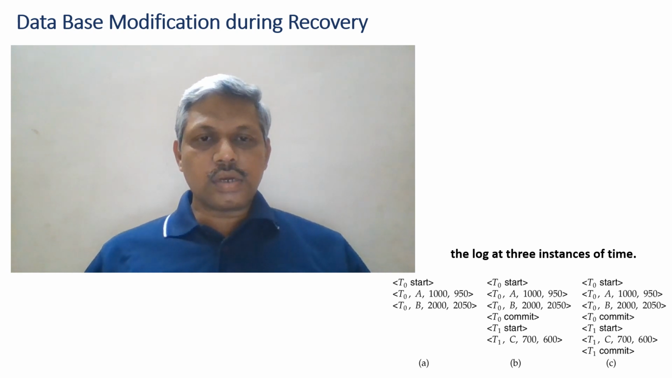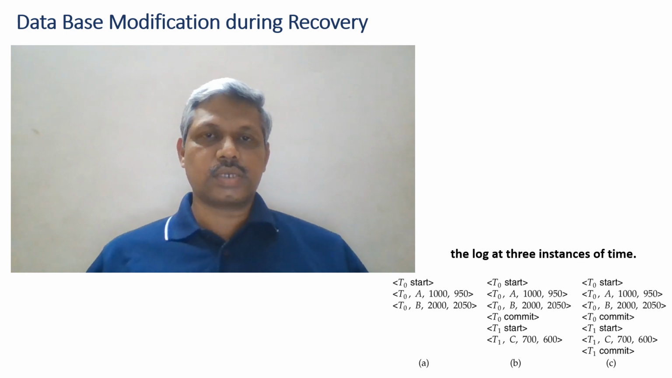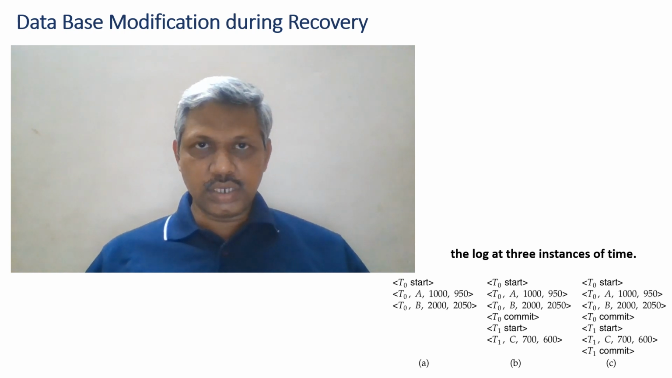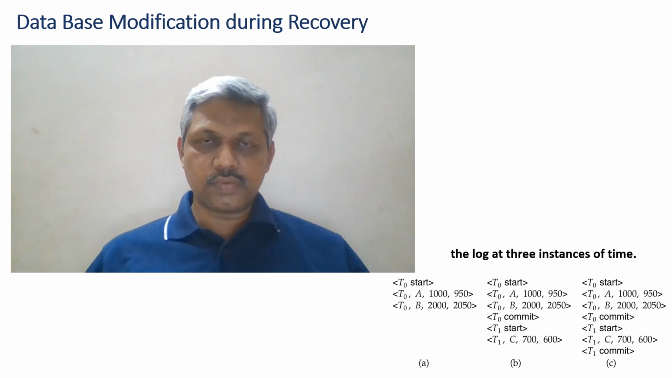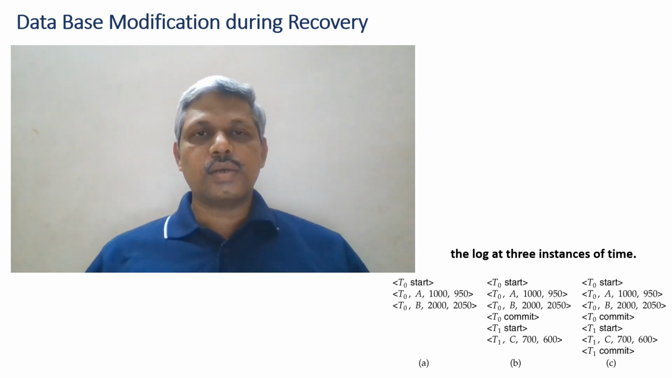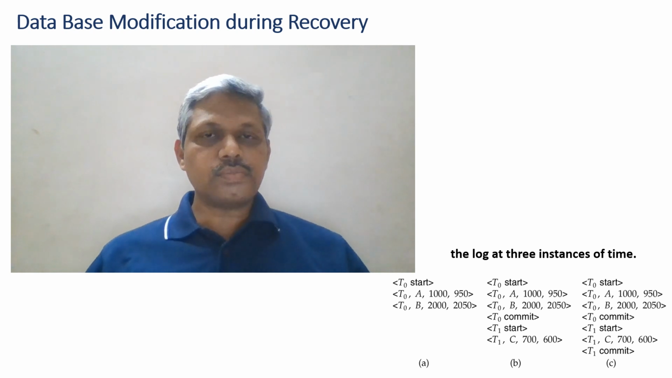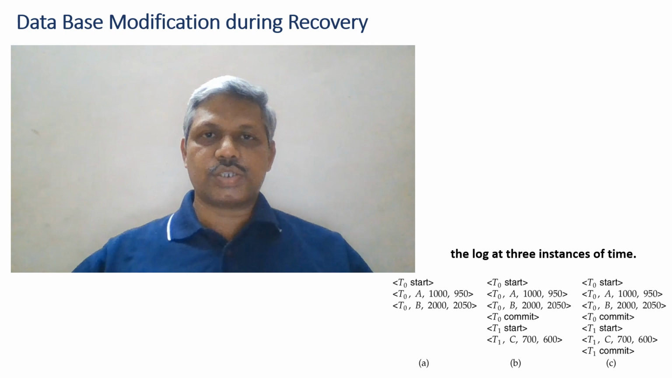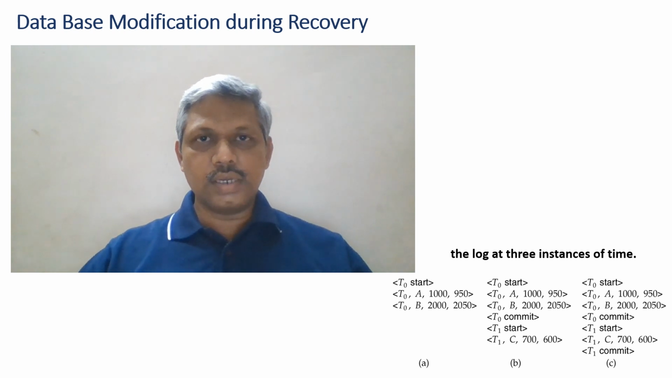And when it comes to the third instance, T0 has started, it has done some actions, and T0 has committed. T1 has started, it has done some actions, and T1 has committed. So both the transactions have initiated and have committed as well. So we need to redo the actions of both transactions, T0 and T1, and we can restore the database to where it was at the time of crash. That is how we can understand the three instances.